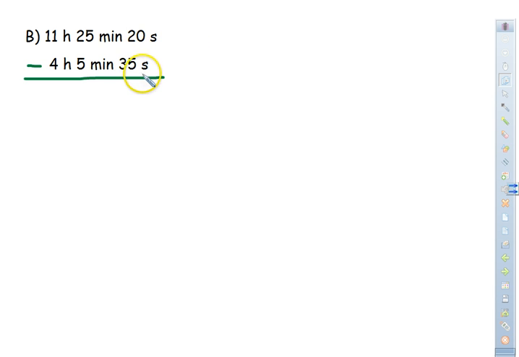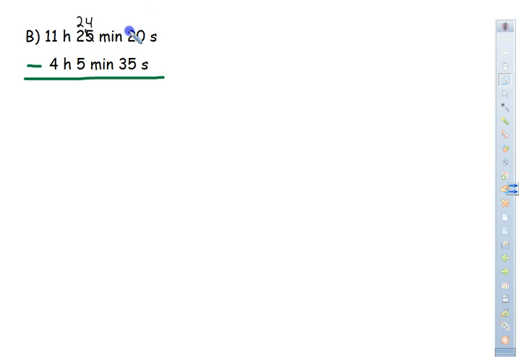Alright, now that we are subtracting, this is where things get a little more difficult because we have to rename. We have to, since we have 11 hours, 25 minutes, and 20 seconds, 11 hours is much greater than 4 hours. So that has to be the number on top. Okay? But the issue is that when we do this, is that we cannot take 35 from 20. So we're going to have to borrow 1 minute. Okay? 1 minute. And add on the seconds. Okay? Remember, there's 60 seconds in 1 minute.